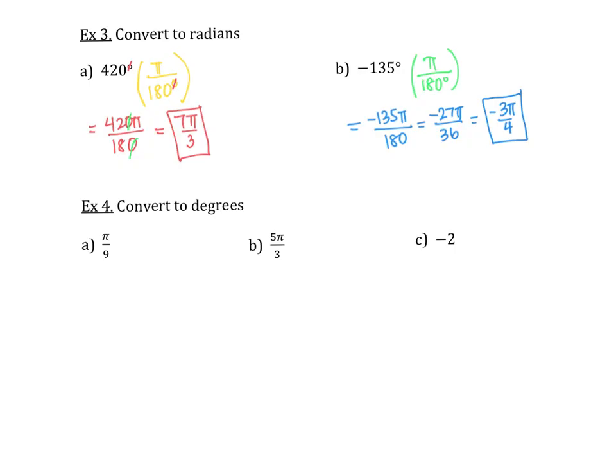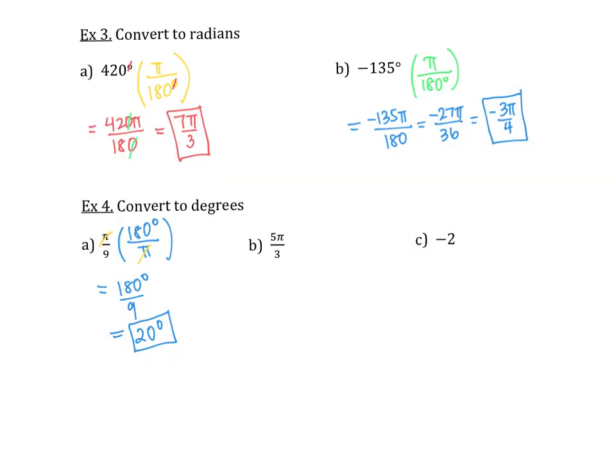Pi over 9 has no units indicated, so this is in radians. Because I want my answer to be in degrees, I put the degrees at the top. 180 degrees is equal to pi radians. The nice thing is that these little pi's, in this case, cancel. Now I do have 180 degrees. I have degrees in my answer because they didn't cancel, they appeared. So that's 20 degrees, which seems okay because pi over 9 is a pretty small little radian.